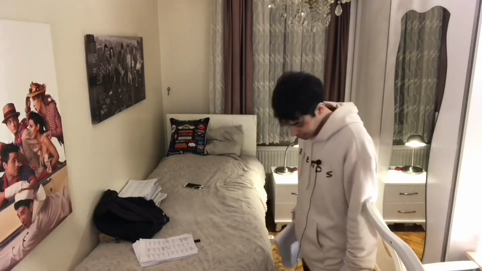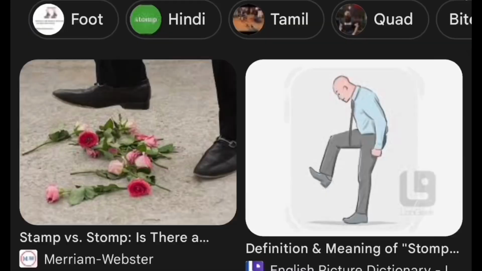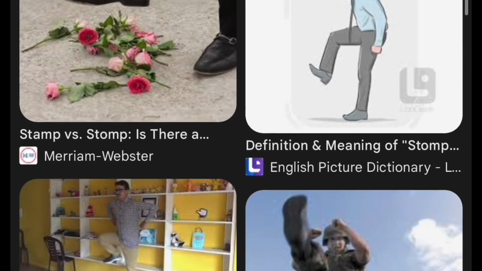For instance, guys, I don't know if you know the meaning of stomp. What is the meaning of stomp? Do you know the meaning of stomp? I'll insert a picture here. This is the exact meaning of stomp.